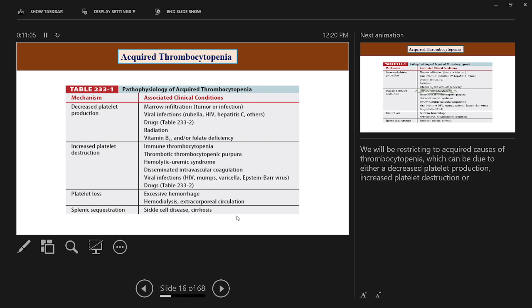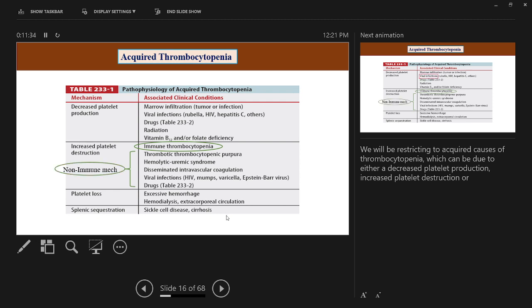So we will be restricting ourselves to acquired causes of thrombocytopenia. They could be causes causing decreased platelet production, increased platelet destruction, platelet loss, or splenic sequestration. Causes of decreased platelet production are marrow infiltration because of tumors or infection, viral infections, drugs, radiation, vitamin B12 or folate deficiency. The causes of increased platelet destruction could then be divided into immune causes and non-immune causes.